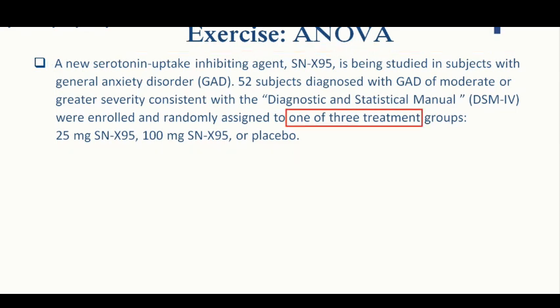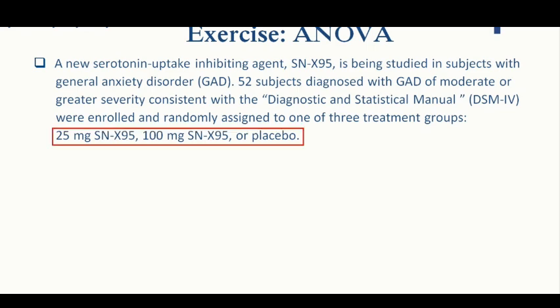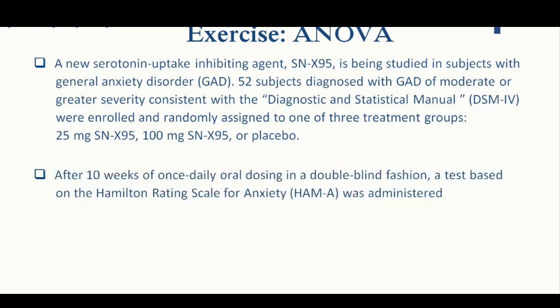So we have 3 treatments. One of them is placebo and the other 2 are the serotonin uptake inhibiting agent with different compositions. Here we are administering 25 mg and 100 mg of the same drug. So we want to see if there is any difference among the three treatments using the analysis of variance. How many subjects were given these three treatments? 52 subjects were given these treatments.